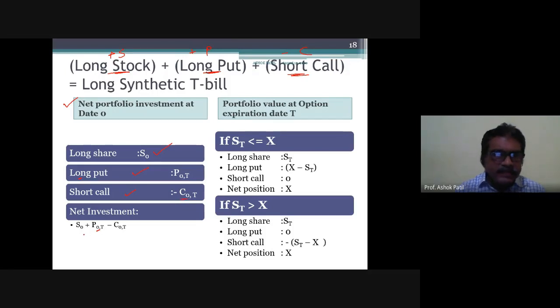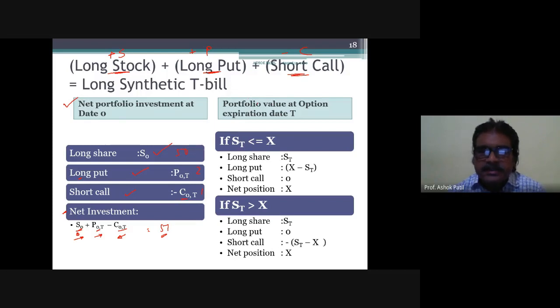So the total cash, the net investment. You have invested this amount. This is a cash outflow. This is also a cash outflow, but this is a cash inflow. So the total investment is S plus P minus C, which is the amount you are actually investing. We can give some figures here: 52, 1, something like that. So 52 minus 1, so 51 is my investment, is what we are looking at.